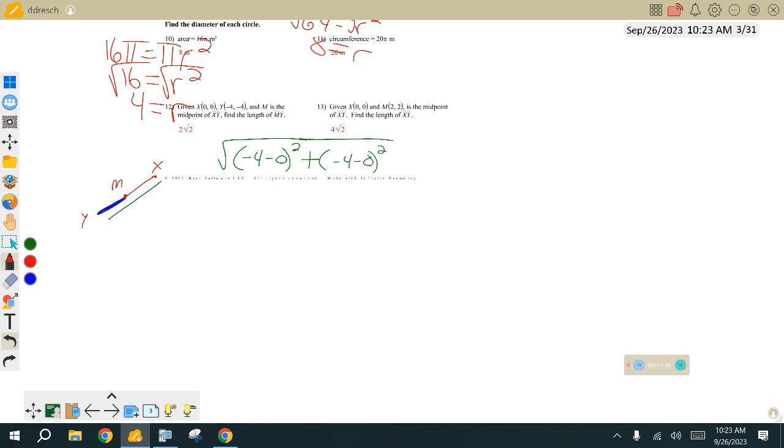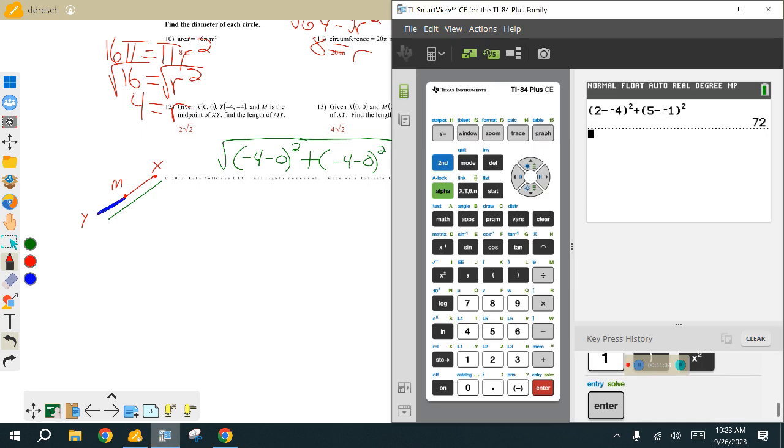And whatever we get, we're going to cut it in half. My last period asked the same question. Some of them said, hey, find the midpoint and then do the distance formula. Cool, but you don't need to do that. We could just go straight to finding XY and cut it in half. So that's what we ended up doing.